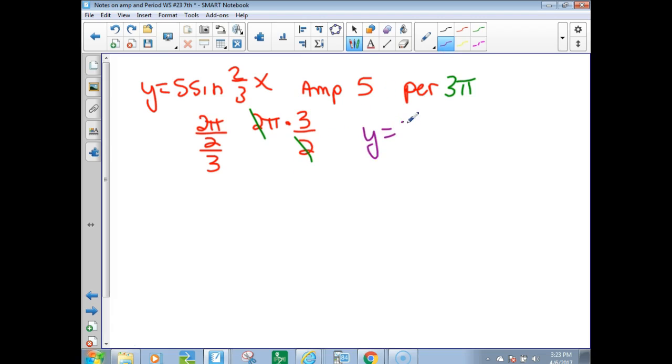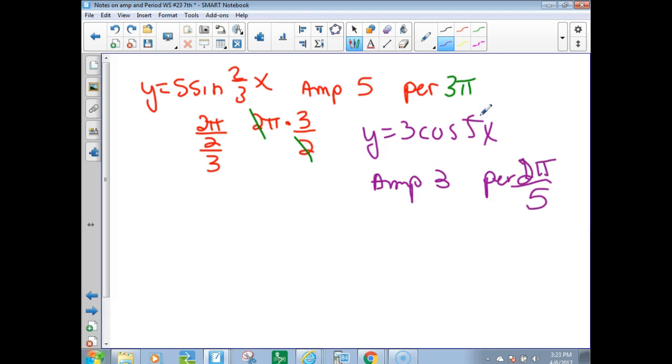All right, the second one says y equals 3 cosine 5x. That's an easy one. So the amplitude is 3, and the period is 2 pi over 3. My pen just went wacky. 2 pi over 5, excuse me.